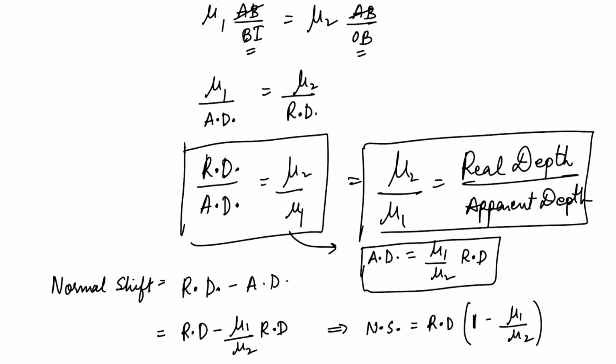Now remember, what is this nu 1 upon nu 2? You have to understand nu 1 is the refractive index of that medium into which the light is going, and nu 2 is the refractive index of that medium from where the light is coming. I hope you guys can understand, right? So this is how you can define it also, right? So your normal shift is actually real depth times 1 minus nu 1 upon nu 2, right?